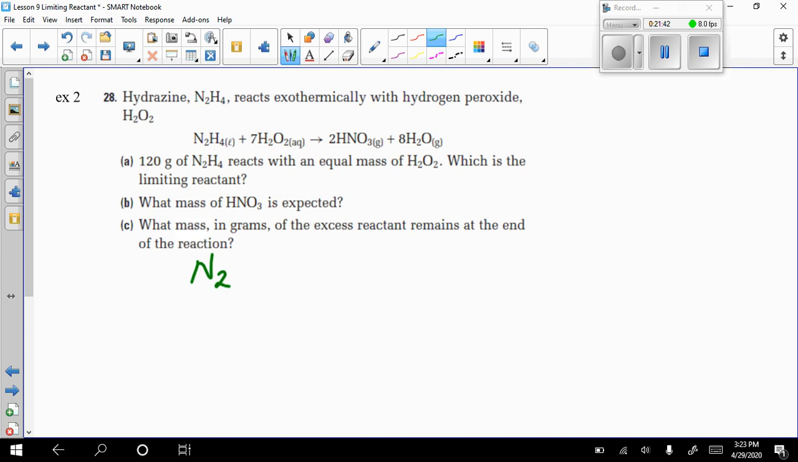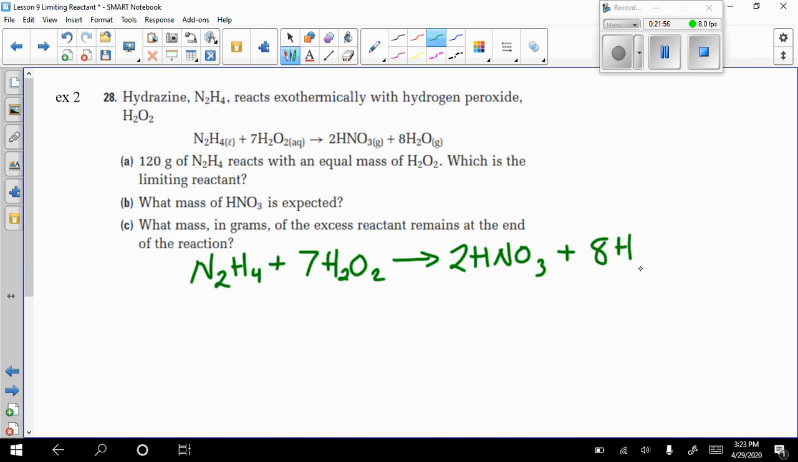I'm going to rewrite my equation. Plus 7H2O2 makes 2HNO3 plus 8H2O. Okay, so the mass we have here is 120 grams. The mass, they said you have an equal mass of the hydrogen peroxide. Okay, so that's technically what we've been given. To start off with, we want to figure out which is limiting. Okay, so here we go.